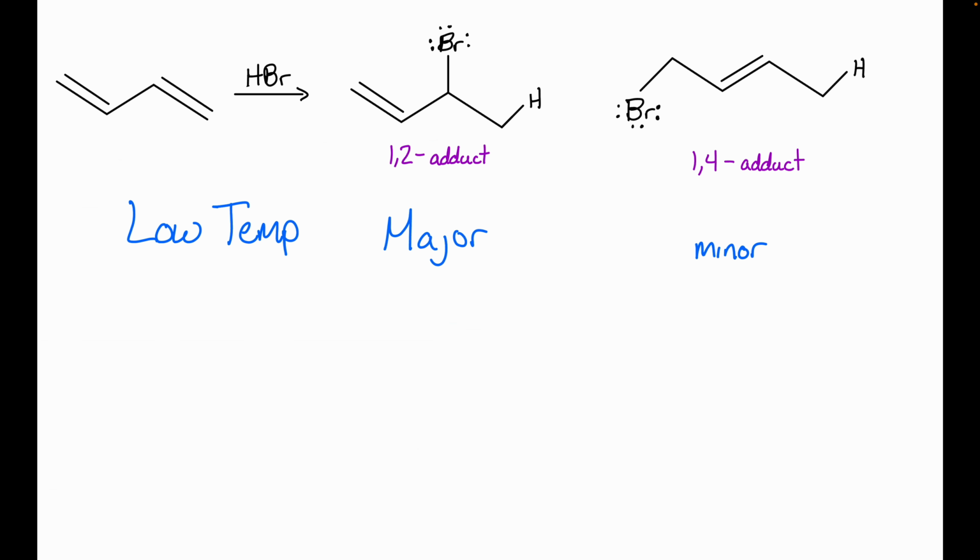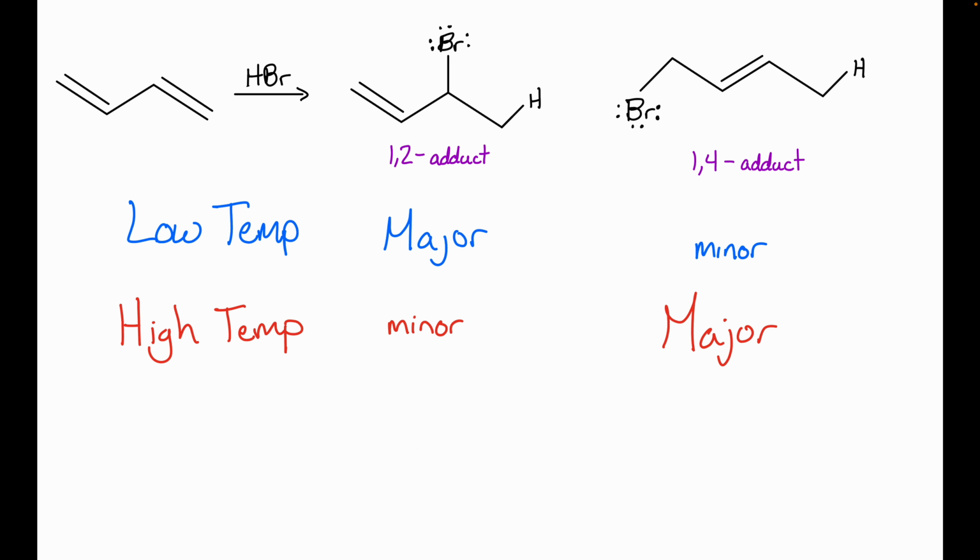All right, but if we crank up the heat, we do this same reaction at high temperatures. Now our 1,2 is our minor product, and our 1,4 is our major product. So we can tune this reaction to give us one product over the other depending on the temperature. This reaction, in terms of our product distribution, is going to depend on the temperature that the reaction is carried out at.